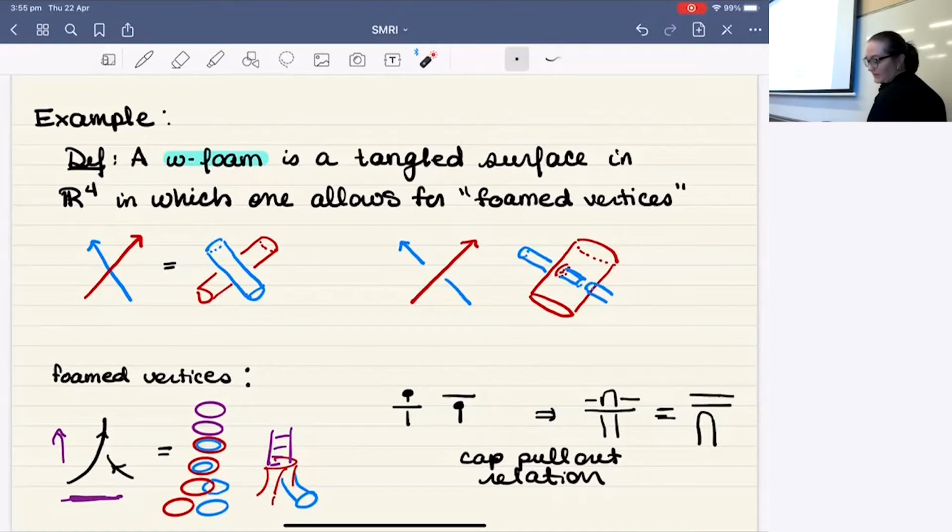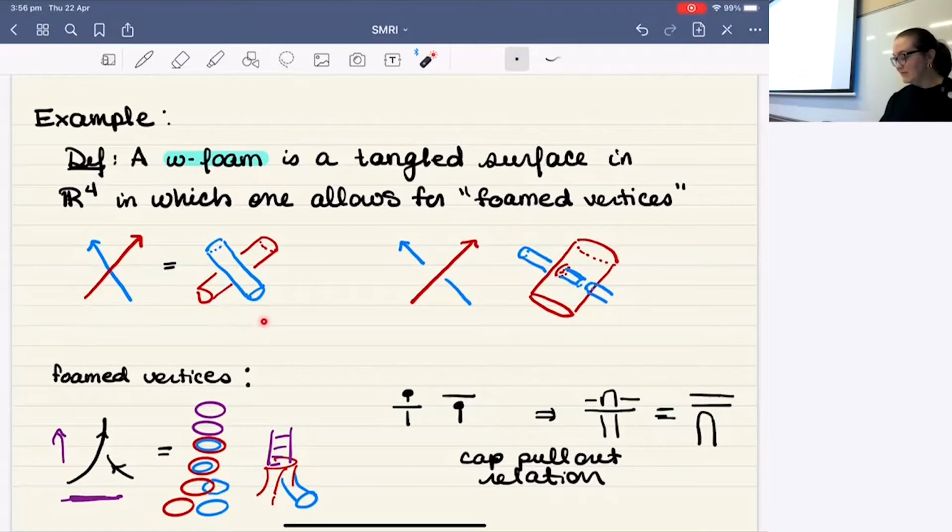So here, a W-foam. We're going to say this is a tangled surface in R4, which allows for things called foamed vertices, which are certain singular spaces. What will this look like? What are some of the things that can happen? I'll be giving you an explicit one in a second, but just to give some intuition for what the symbols I'm drawing on the next slide are.